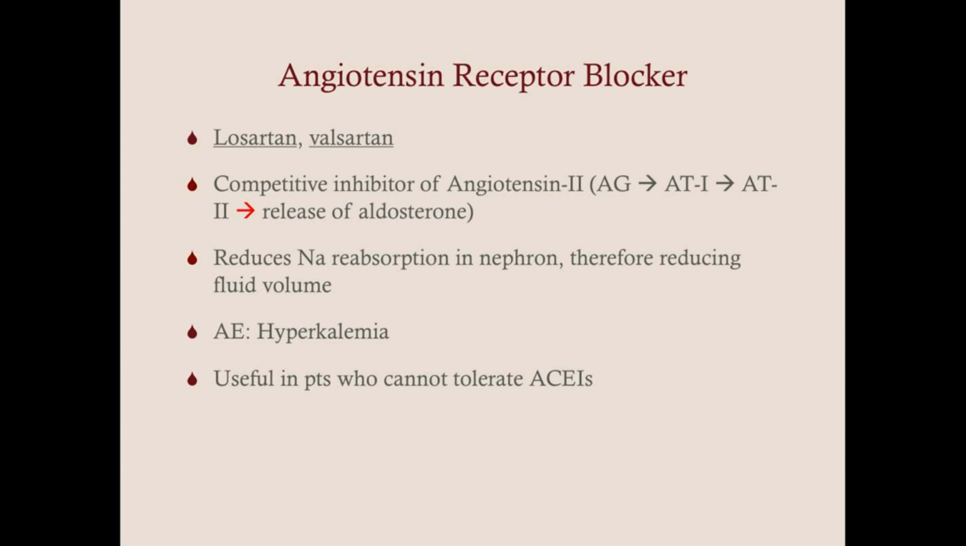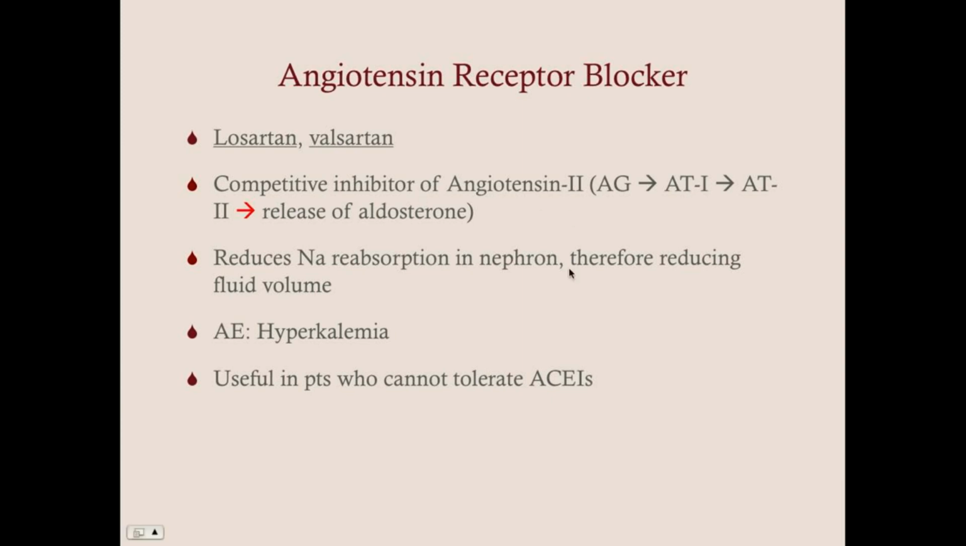So remember that ACE inhibitors are allosteric inhibitors of the ACE enzyme, so they block the enzyme from working. Angiotensin receptor blockers are competitive inhibitors of angiotensin II, so they compete with angiotensin II for the binding site. And because they compete with angiotensin II, they reduce the activity of angiotensin II. And what angiotensin II does is it works in the adrenals to release aldosterone.